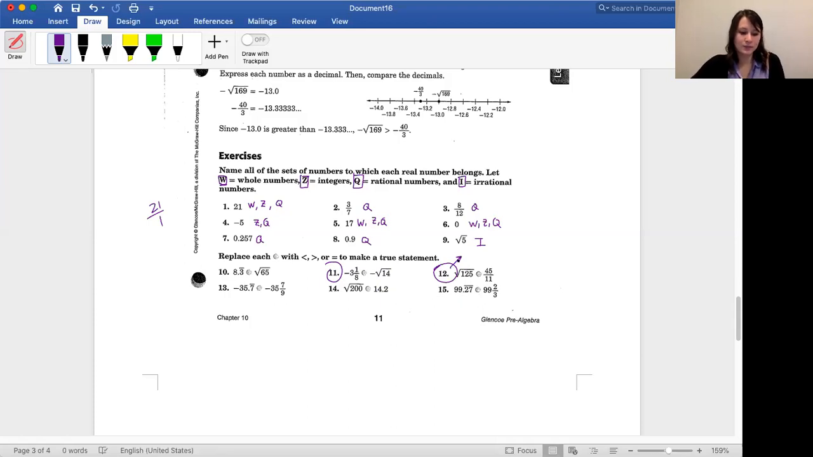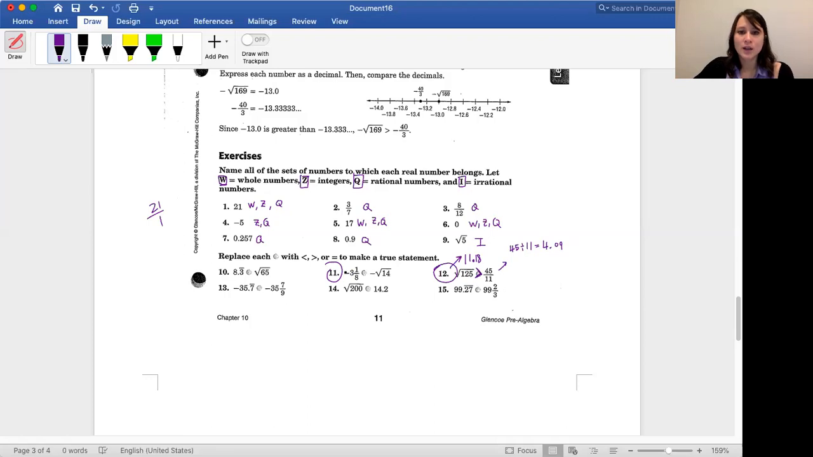Writing the square root of 125 as a decimal is 11.18, okay? And then to turn a fraction into a decimal, you just do the numerator divided by the denominator, plug that in your calculator, and you get a decimal, 4.09. So when you look at this, 11.18 and 4.09, obviously this one's greater. So the square root of 125 is greater.